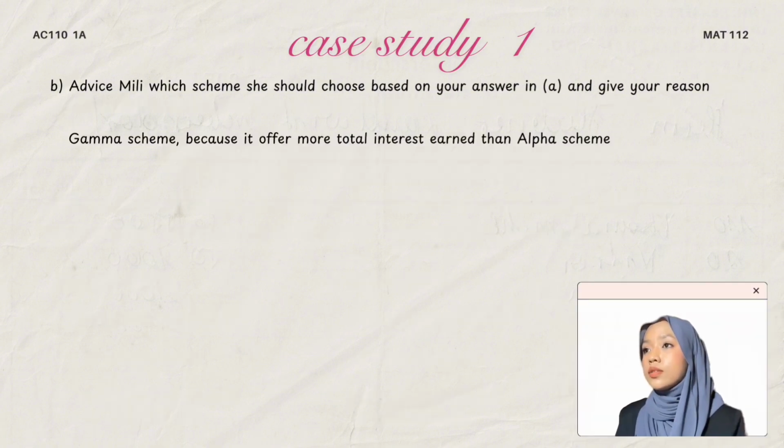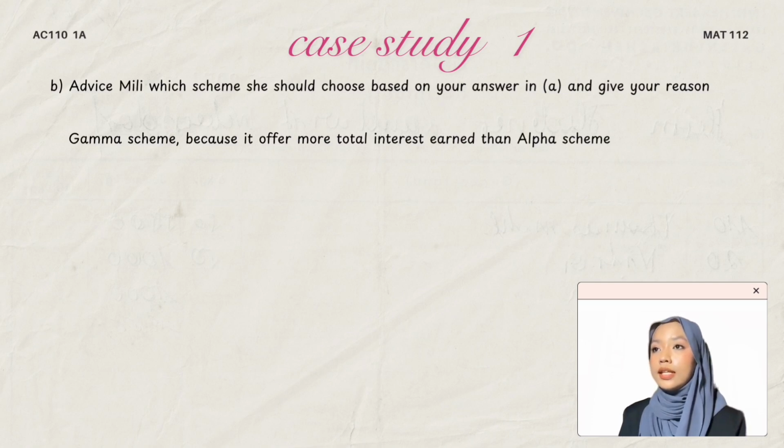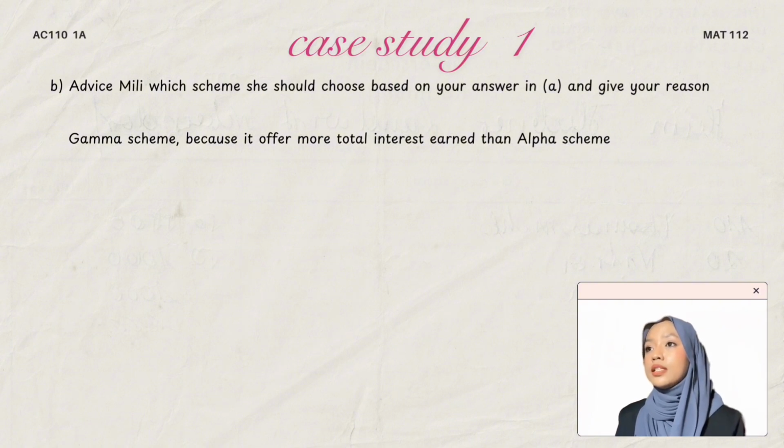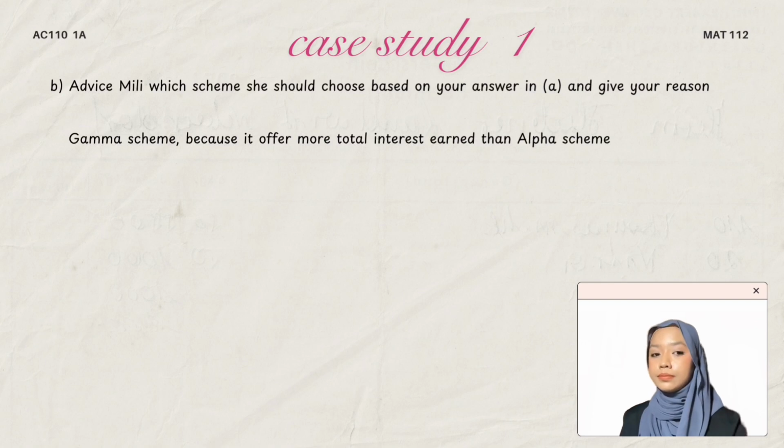Next, advise which scheme she should choose based on your answer in A and give your reason. The answer is the gamma scheme because it offers more total interest earned than the alpha scheme.